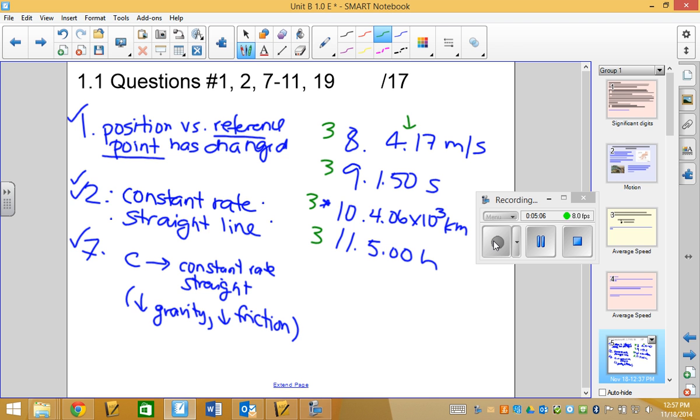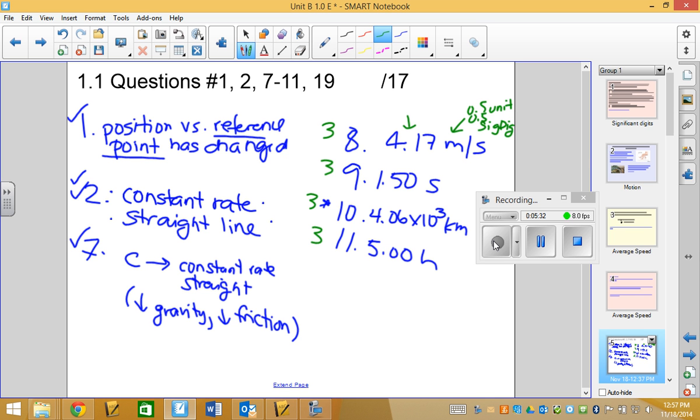Another mark would be, do you have the actual right answer? And the third mark would be 0.5 for the unit, 0.5 for significant digits. So if all you did was round your answer incorrectly, you would get 2.5 out of 3. If all you forgot was to put a unit, you would get 2.5 out of 3.